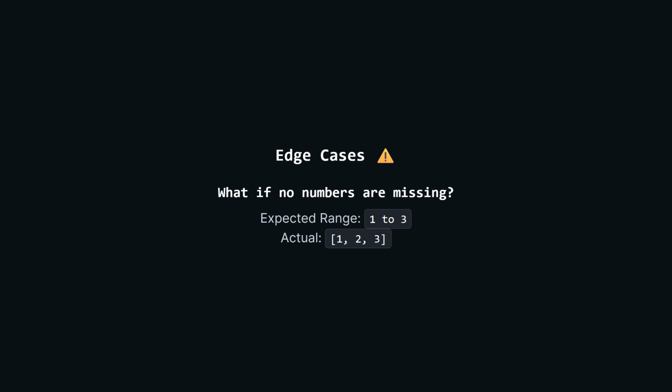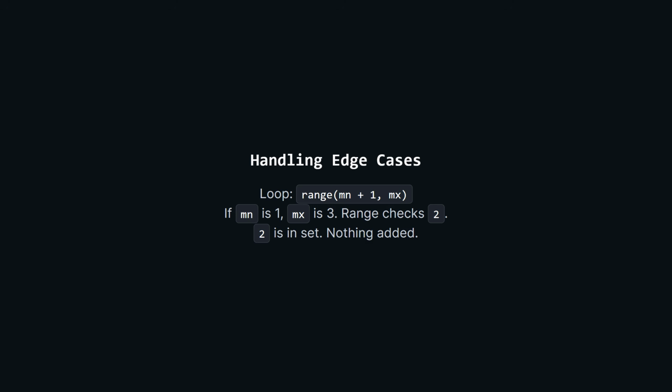You might wonder about edge cases. Like, what if the array already has all the numbers? Both of our solutions handle this perfectly. The loops simply check the numbers, find them all present, and return an empty list exactly as the problem requests. No special if statements needed.